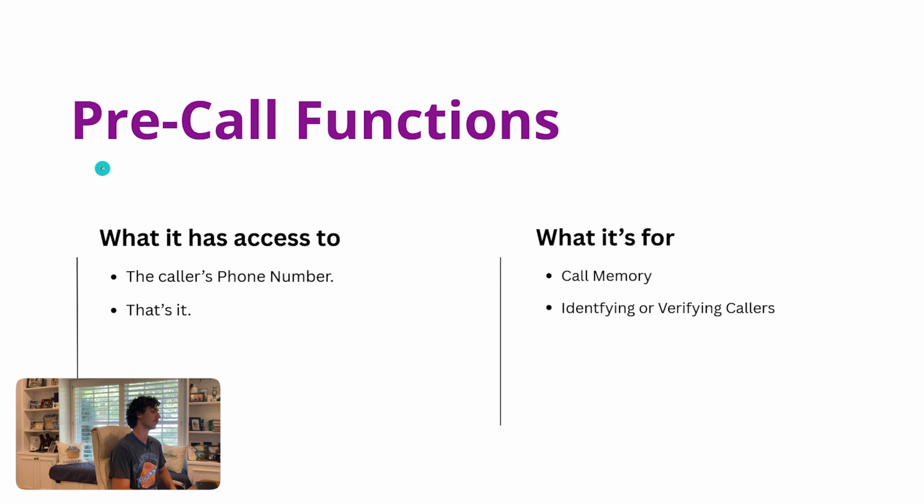Pre-call functions, and the core component of this is what it has access to and what it's actually for. Pre-call functions are basically run when someone calls your company's phone number where an AI voice agent is connected. That's when this function is run and some information is gathered. All it has access to is the caller's phone number. It obviously doesn't know anything that's going to be said on the call because that hasn't actually been said yet. And what this is used for is call memory.